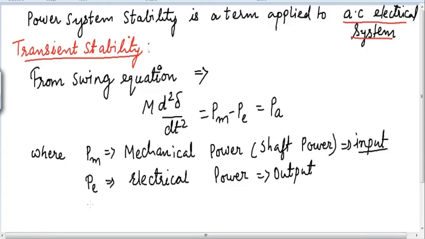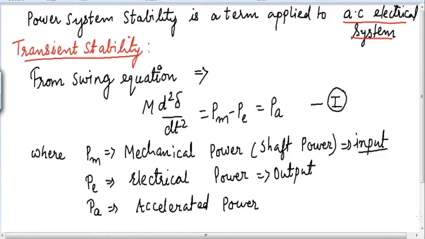So when we talk about Pa, it is the accelerating power, and M, of course, we know is the moment of inertia, so I am not going to write that here. So from this particular equation, let me give this equation, suppose this is equation number 1.